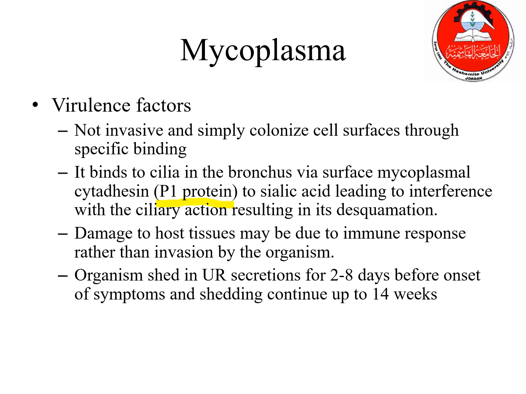Once there is damage to the host tissues, it is due to the immune response rather than invasion by the organism. So the damage of the host tissue is mostly by the immune system response to the presence of the mycoplasma within the ciliated cells. The organism is shed in the respiratory secretions for 2 to 8 days before onset of symptoms and continues to be shed for up to 2 weeks after the symptoms disappear.